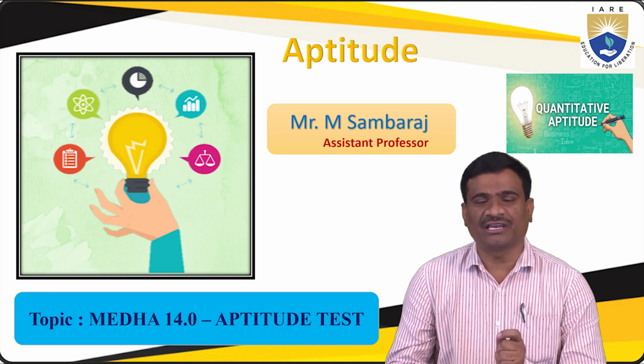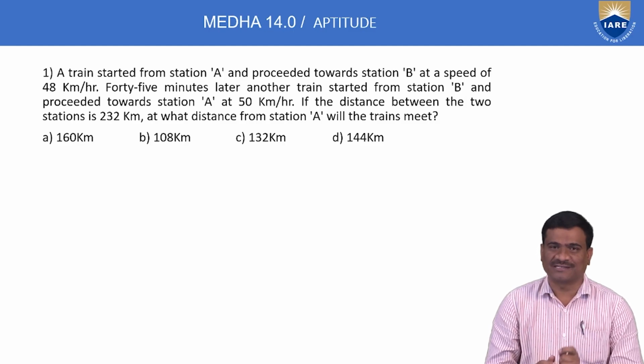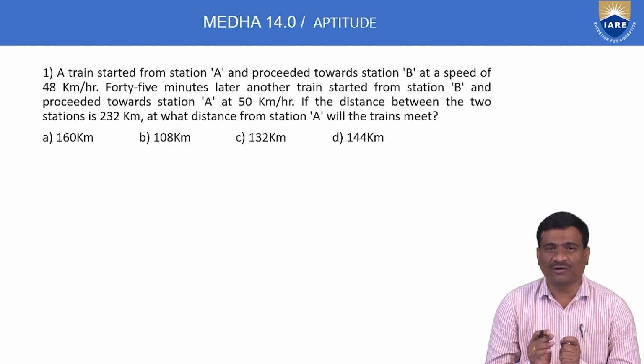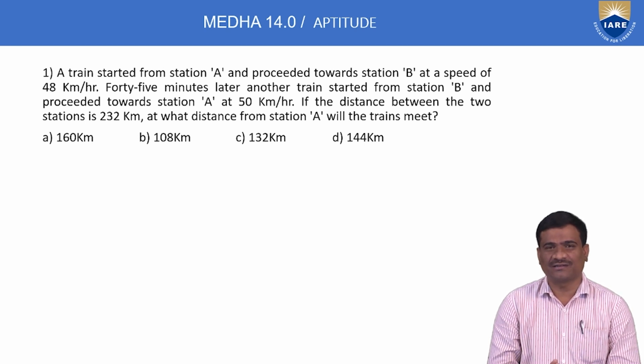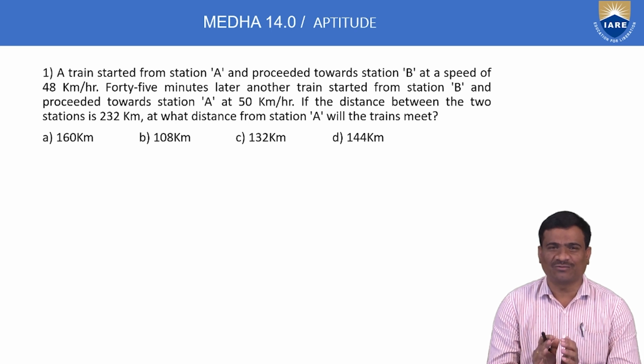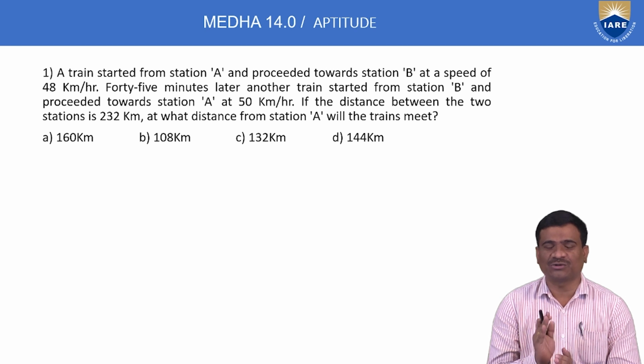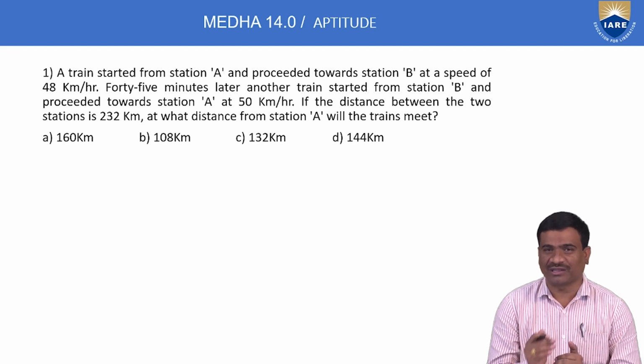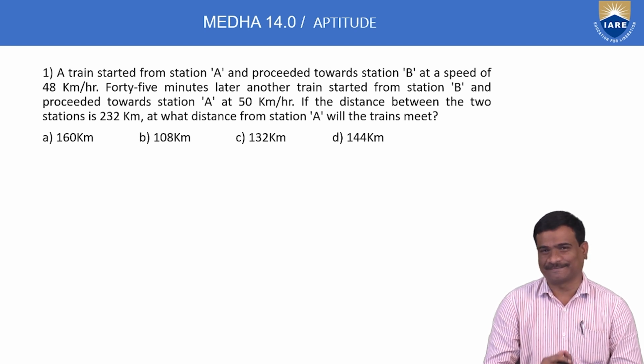Next, Section A, Aptitude test. Total we have 20 questions, 20 minutes. One question only 1 minute. Only the time factor is important for the mathematical part. Then we apply the short method, that is called the shortcut method.